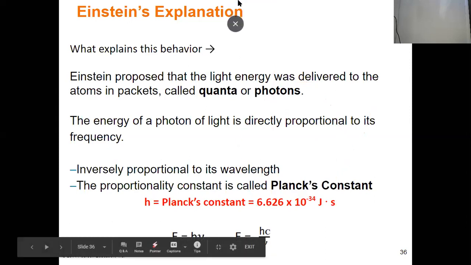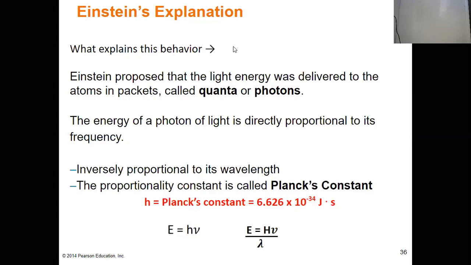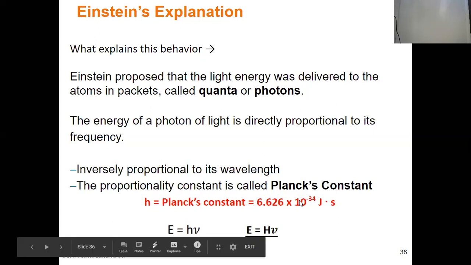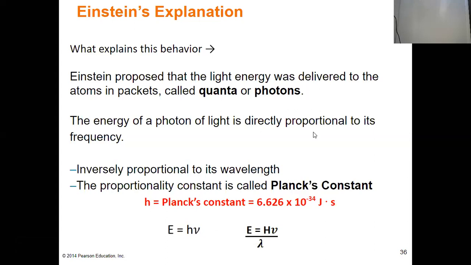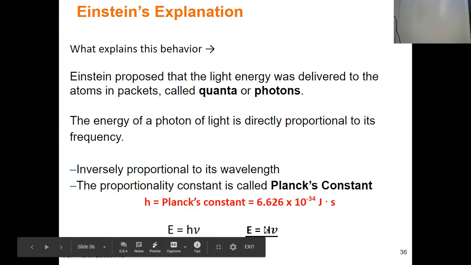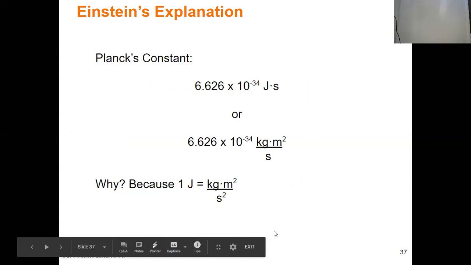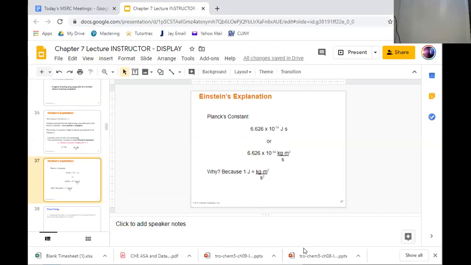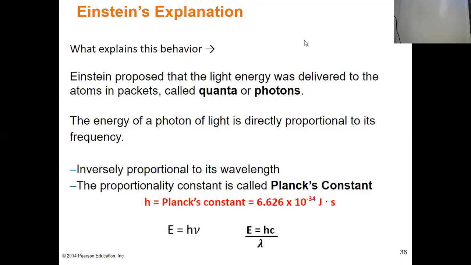Wait, pause here. Okay, I had to fix that slide. I still have it messed up, hold on. Gonna fix this for you guys eventually. Okay, for real, I got it this time.